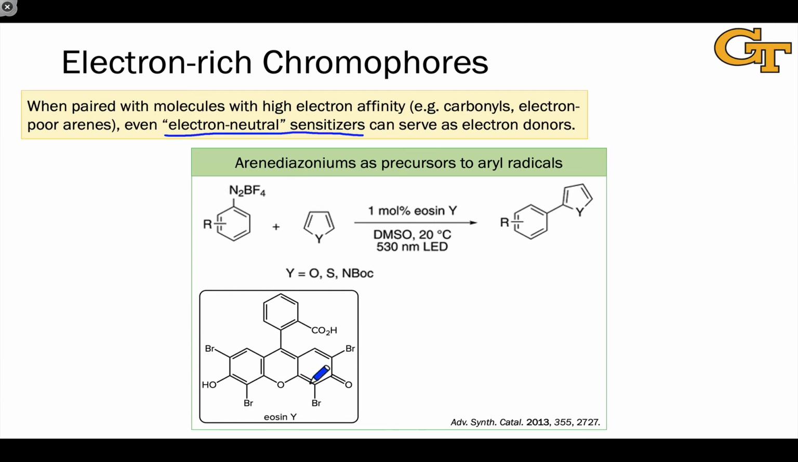So a molecule like eosin Y, if you look at this, it contains some bromines that we might even think about as electron withdrawing, and the carbonyl group. And so eosin Y is sort of electron neutral. It's got some donating groups in it as well in the form of the hydroxyl oxygen and this ether sort of oxygen. What it is reacting with here is this arene diazonium ion, which is itself intrinsically very electron poor.